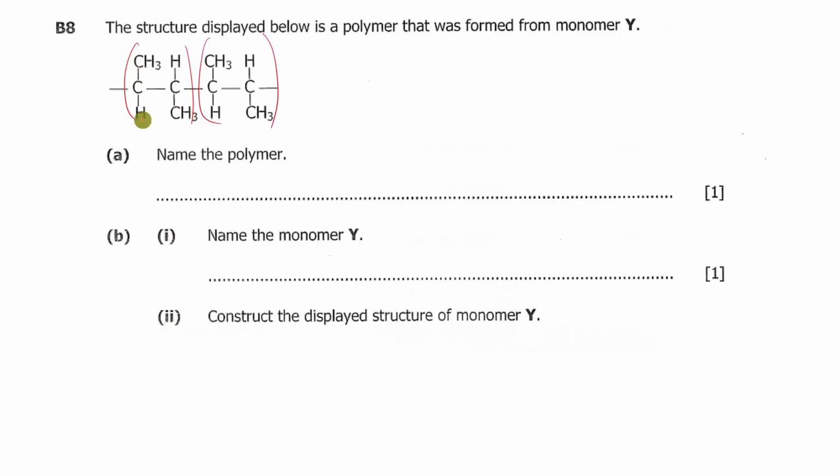So the monomer has got how many carbon atoms? 1, 2, 3, 4. So it is butene. The monomer was butene. So the polymer will be polybutene, definitely. Then B, the same. B1, name the monomer Y, or butene already.